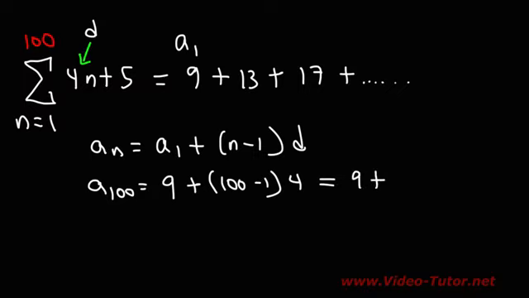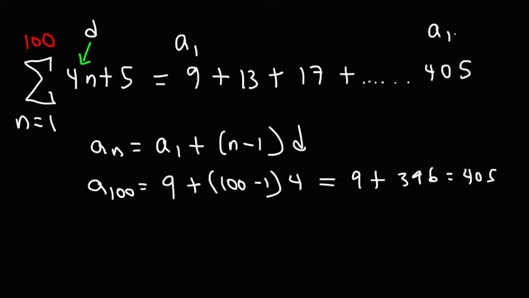100 minus 1 is 99. 99 times 4 is 396. To get that, you could do 4 times 100, which is 400, and then minus 4, you get 396. 9 plus 396, that's going to be 405. So the last term, the 100th term in this sequence, is 405.